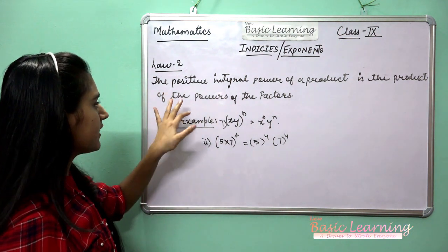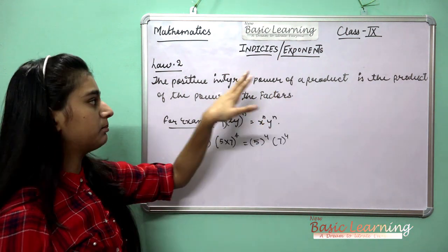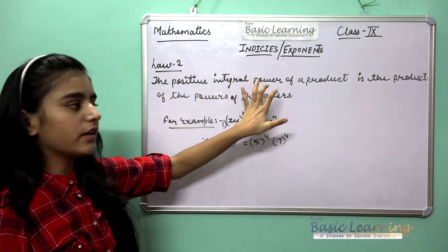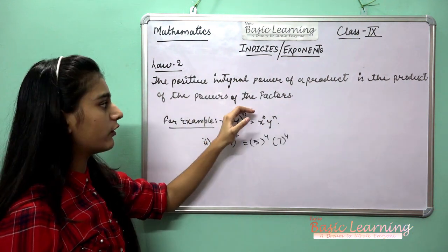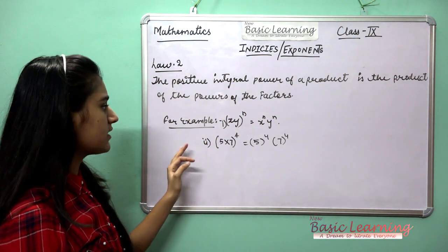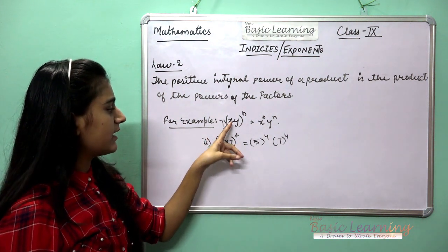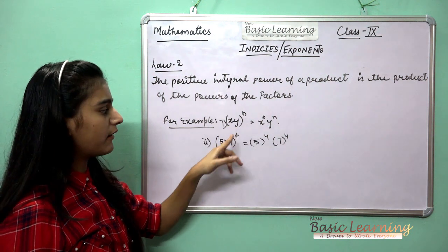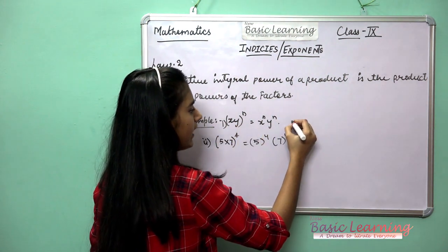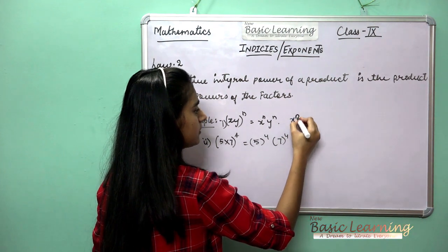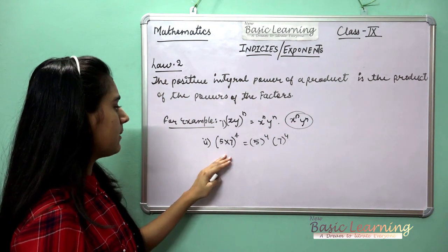Law number 2 says the positive integral power of a product is the product of powers of the factors. So let's take an example. For example, I have taken number 1 example as (xy) to the power n. When we open this bracket, we will write it as x to the power n and y to the power n.